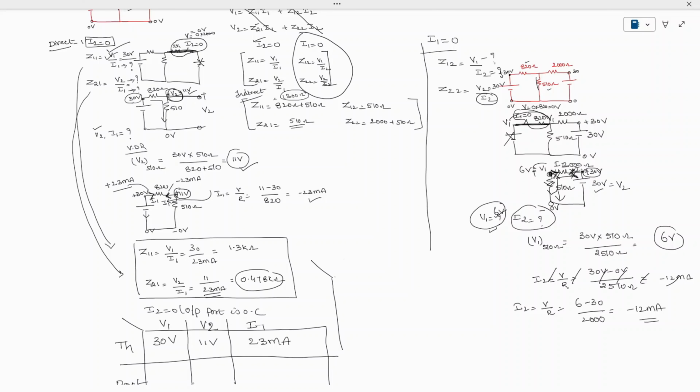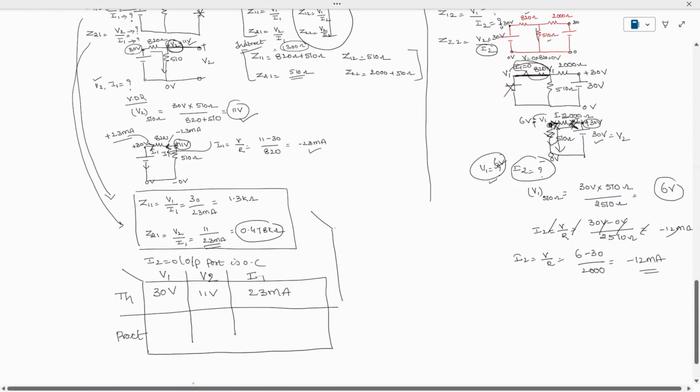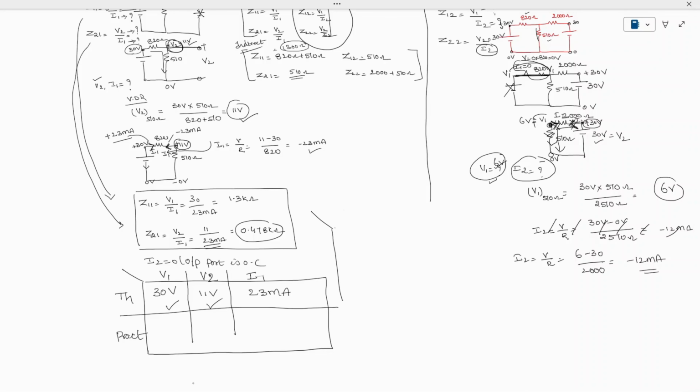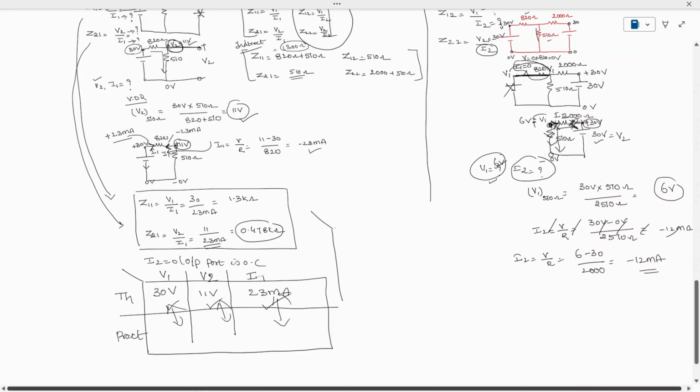The same experiment you have to do for the practical calculation. While you do this, apply 30 volts, and by using a voltmeter you have to get 11 volts, and the current using an ammeter you have to get 23. If you get similar values here, then you can confirm your experiment is correct. When you do it in the practical, you will get clarity.